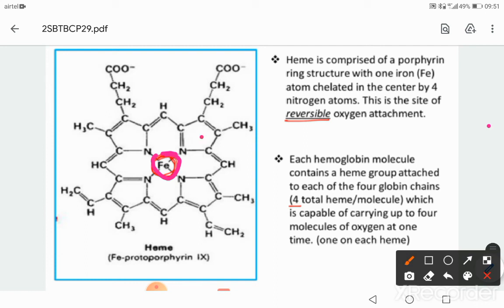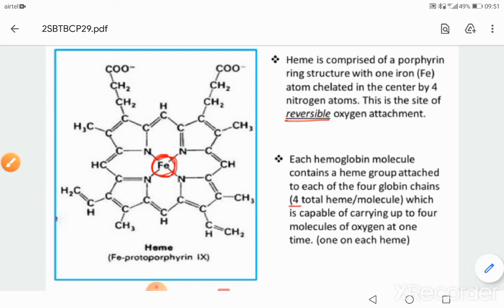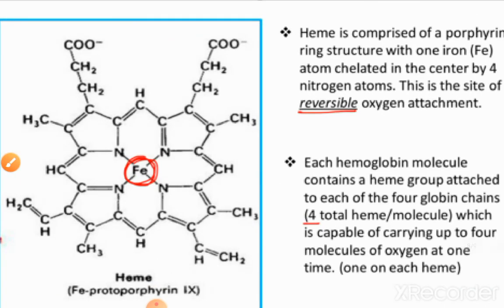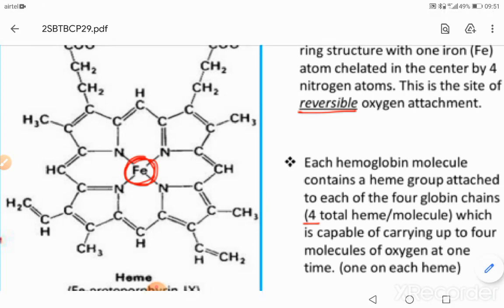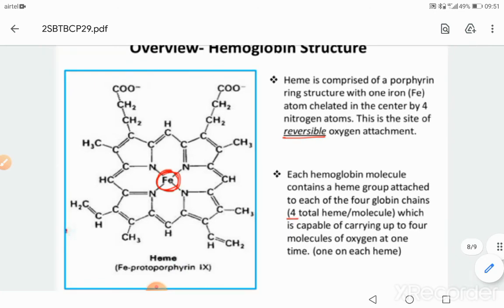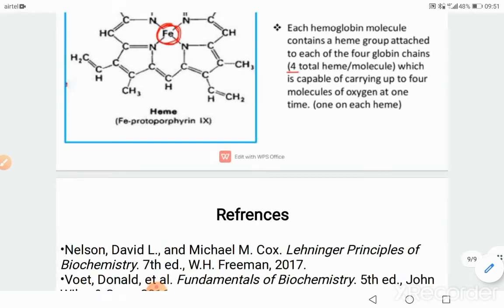So this is the structure of hemoglobin. In the center we have a metal ion, which is Fe, and it is connected by four nitrogen atoms, and we have four pyrrole rings to which the side chains are attached, and one hemoglobin can carry up to 4 oxygen molecules at a time.